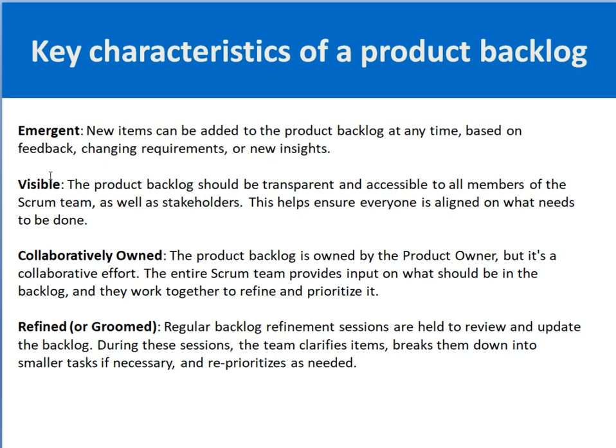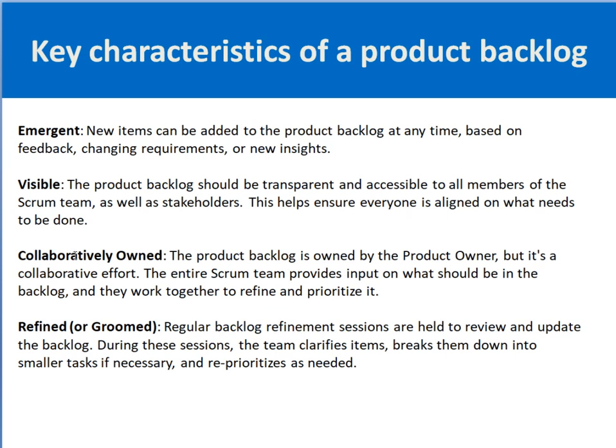Emergent means new items can be added to the product backlog at any time based on the feedback, the customer requirements, and new features as well. Visible. The product backlog should be transparent and accessible to all the team members, especially the development team. You can place this document on Google Docs, so anyone can access it.